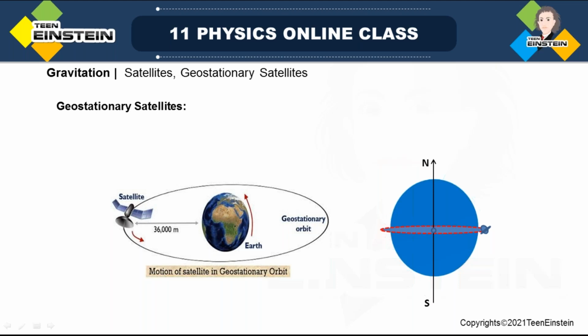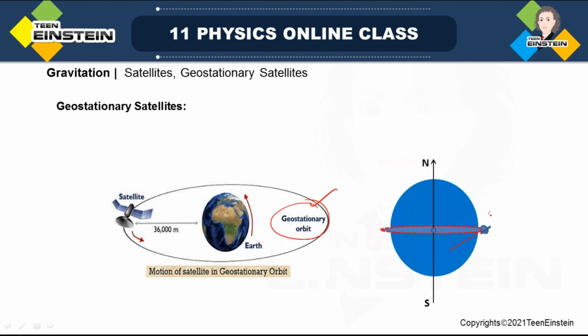Okay, and the time period of revolution of the geostationary satellite is the same as the time period of revolution of Earth around its own axis. So that's why this particular satellite will be appearing stationary from any place of the Earth's surface. So that's why this is called a stationary or geostationary satellite, and the orbit is called the geostationary orbit, as you see from here.